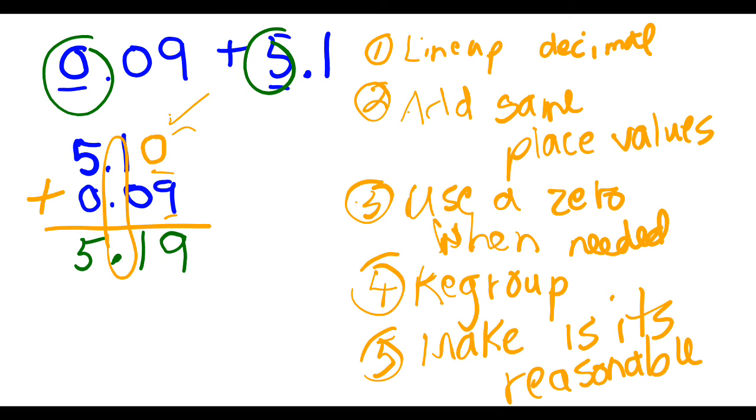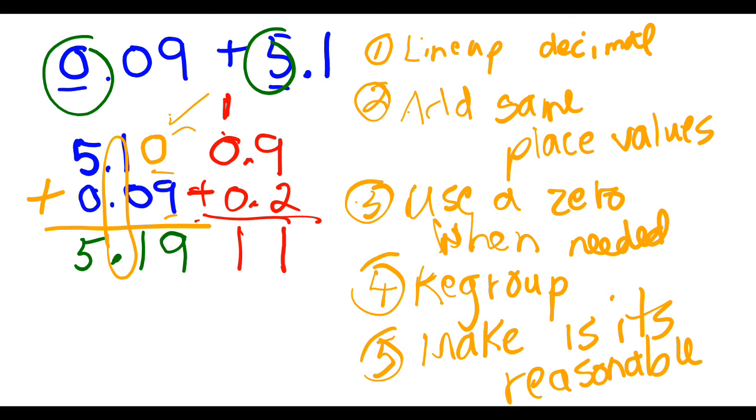Maybe we should do one very quick regrouping one. Let's say that it's 0.9 plus 0.2. You can see I've lined up my numbers, lined up the decimals. 9 plus 2 is 11, so there's the 1. Carry this one up here. 1 plus 0 is 1, and the decimal. So just as an example, very quickly, of regrouping when needed.